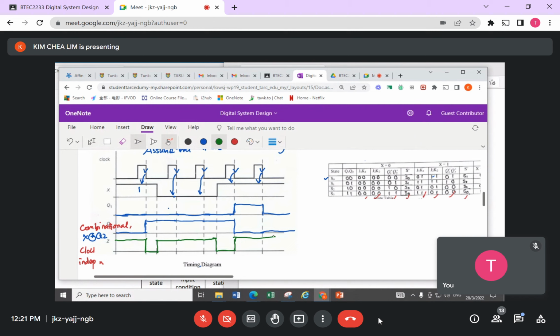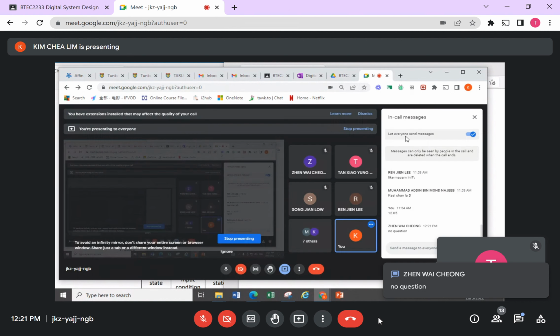Any questions? Combinational circuit. All right, so it doesn't depend on clock. Anyone with any questions? Let's see whether any. My mouse is not working. Okay, let's check. Anyone got any question? No question from someone. What about the rest? Someone must be thinking very hard, to try to draw out the waveform. Huh? The rest, any questions?